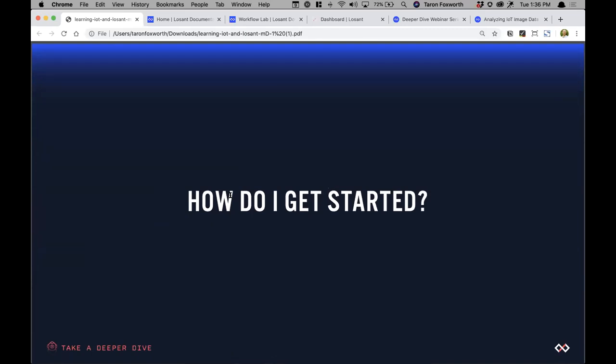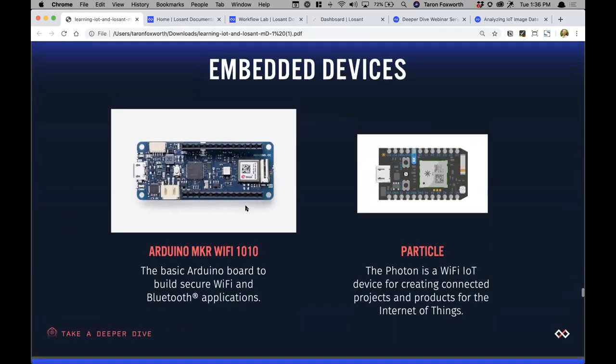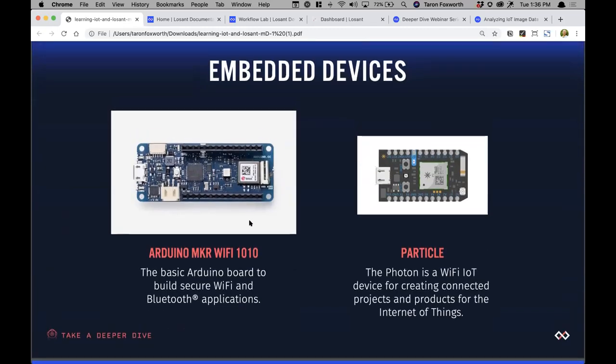This leads to a very good question. How do I get started? In this case, if you want to get started on the embedded device side, here are two devices I highly recommend to download, flash, and use to start playing around with hardware, networks, and protocols. This is the Arduino MKR Wi-Fi 1010. It's really good. And this is Particle's Photon.